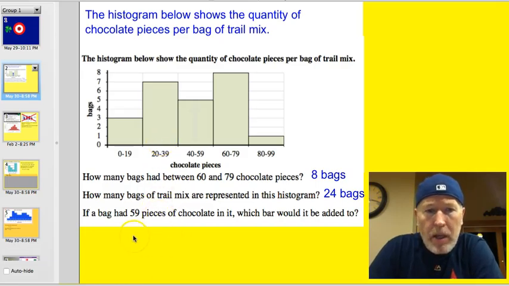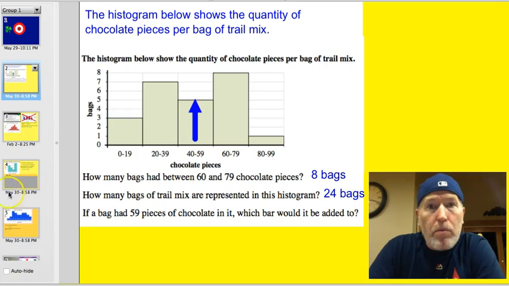Okay, if a bag had 59 pieces of chocolate in it, which bar would it be added to? Well, that'd be pretty simple, right here. 40 to 59. It would go right here, because this next one here is at 60. Okay, I've interpreted 3 different questions on a histogram.